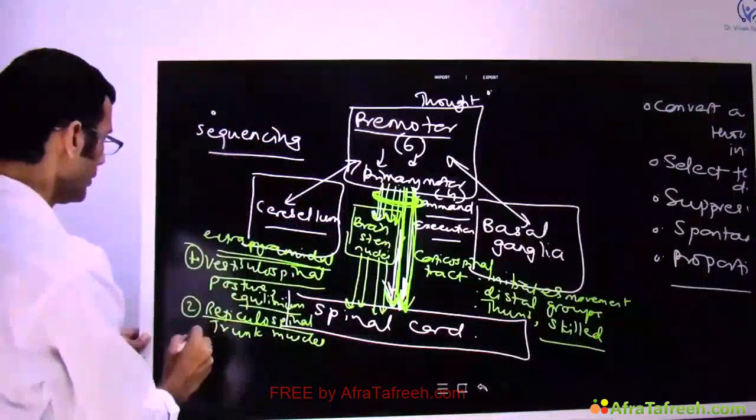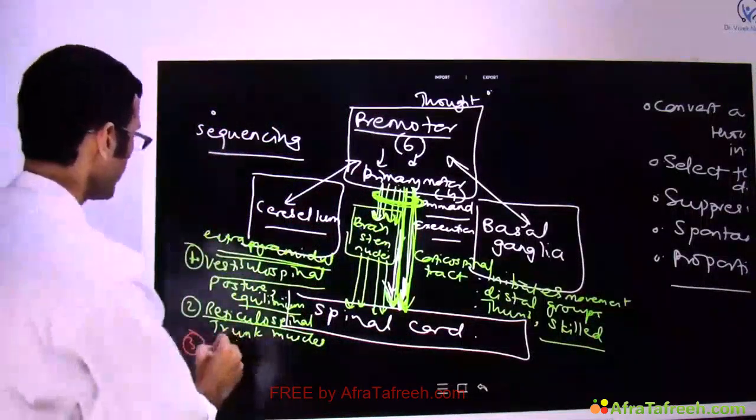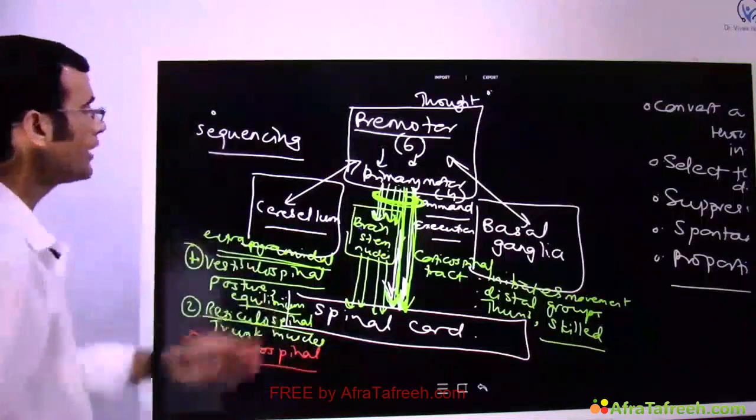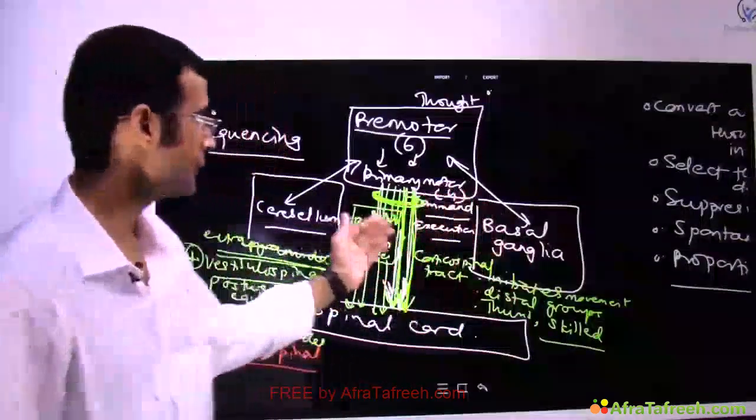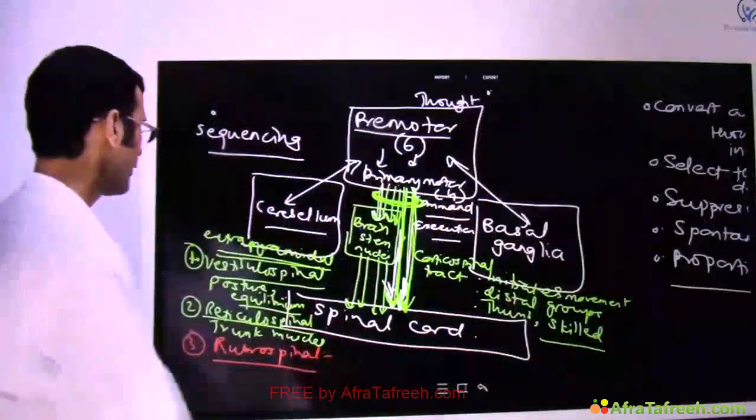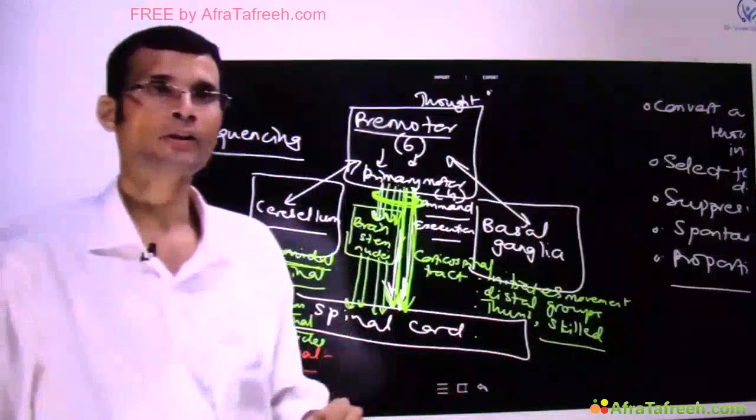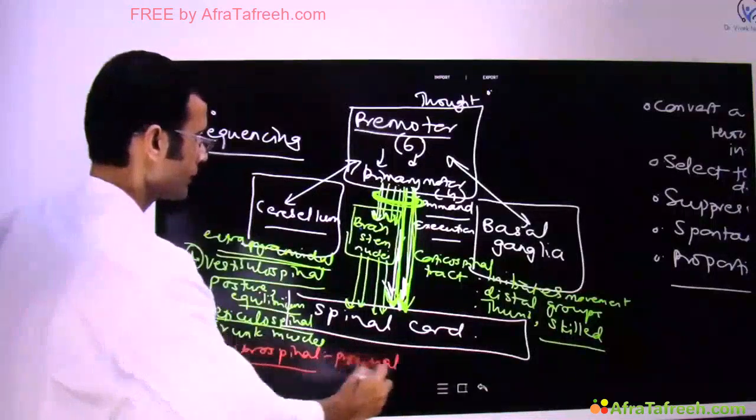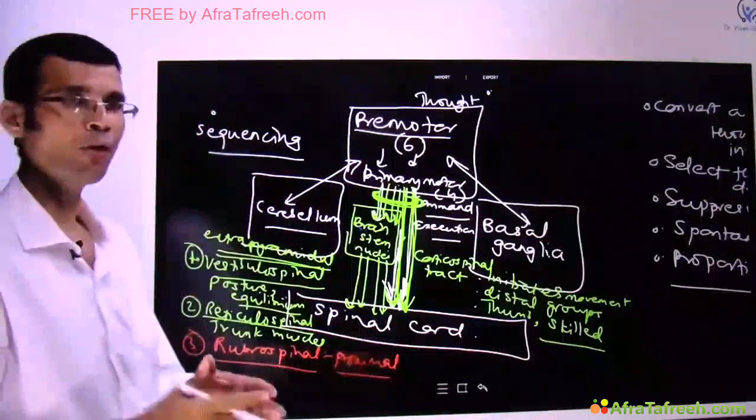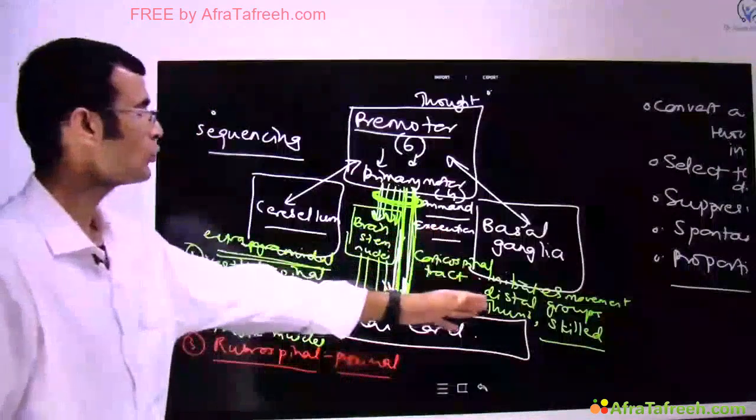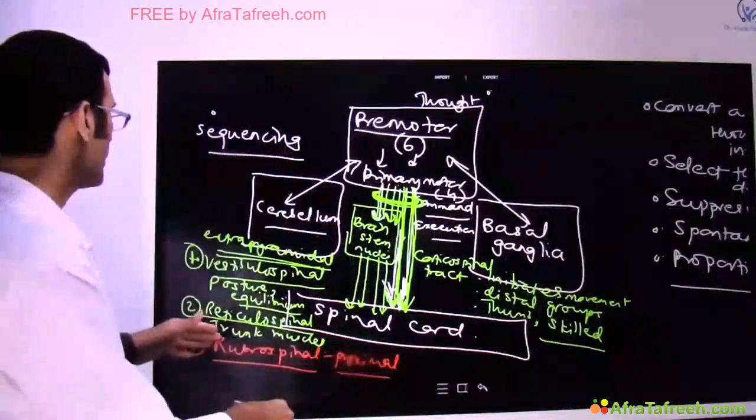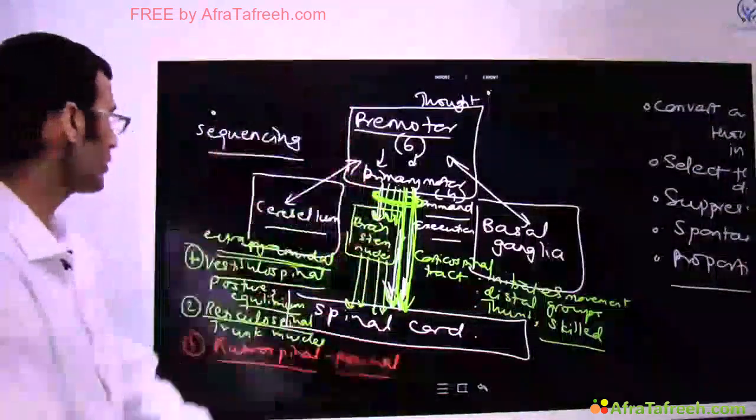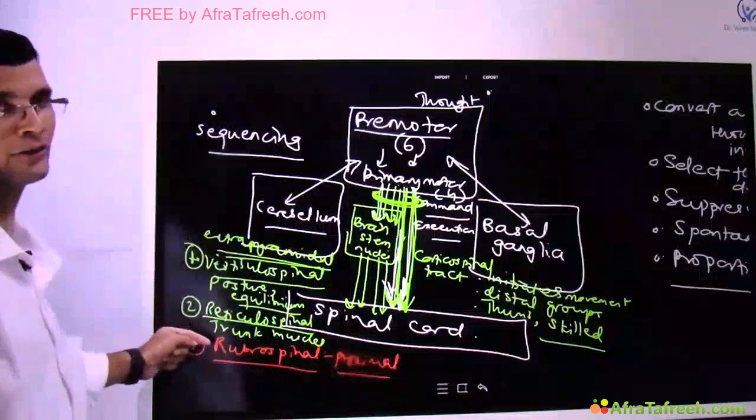Then the third one is rubrospinal tract. From the red nucleus of the mesencephalon to the spinal cord, rubrospinal tract. It will control what? Rubrospinal tract controls more proximal muscles. Proximal muscle groups. So we have the account of all the muscle groups. Distal muscle groups by the corticospinal tract, proximal muscle groups by the rubrospinal tract, and the trunk muscles and axial muscles by the vestibulospinal and reticulospinal tract.